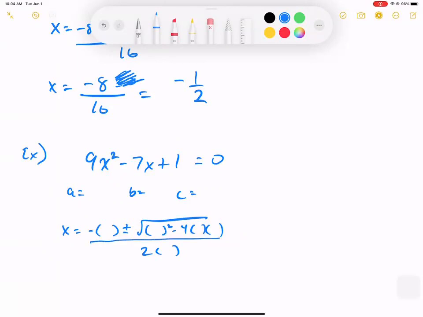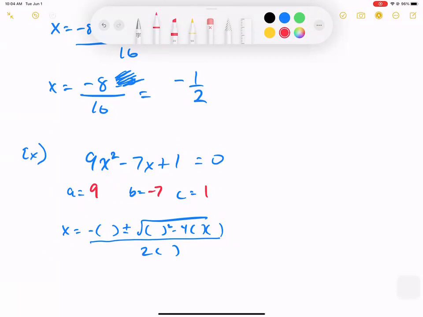Okay, let's fill out the numbers. What are your A, B, and C? Hopefully you're getting the pattern already. A is the front number, B is the middle number, and C is the last number. If you are missing any numbers, you put a 0 in there instead. If there were no x's, you would put a 0 there.